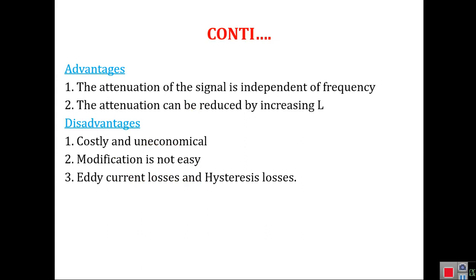So what are the advantages and disadvantages? The attenuation of the signal is independent of the frequency. The attenuation can be reduced by increasing L, so automatically attenuation is reduced. But the disadvantages are that it is costly and uneconomical, because we are using high permeability material tape for winding the coil. Once you fix the tape and the coil, modification is not easy, so modification is not possible. Also, eddy current losses and hysteresis losses will be there.